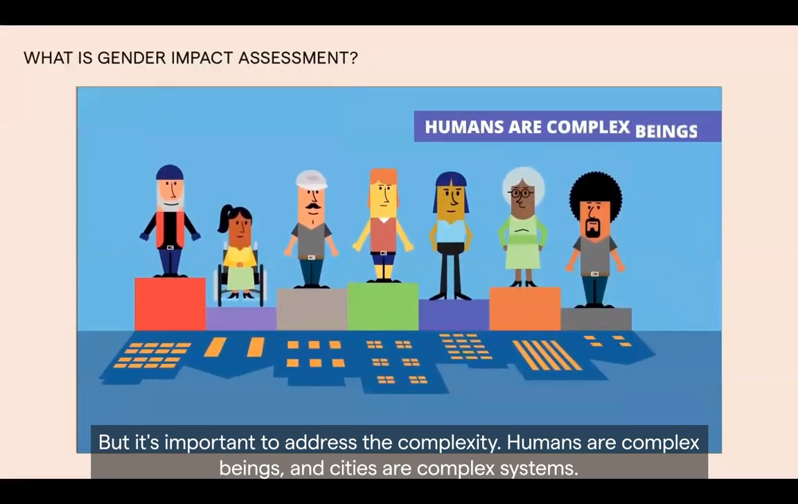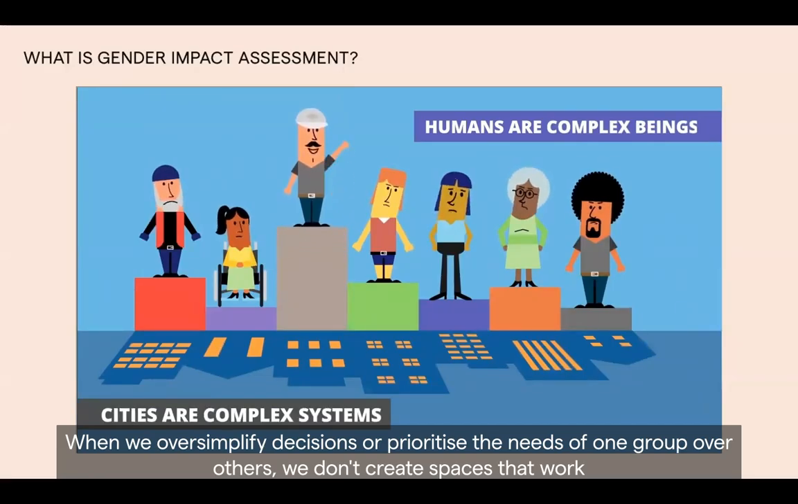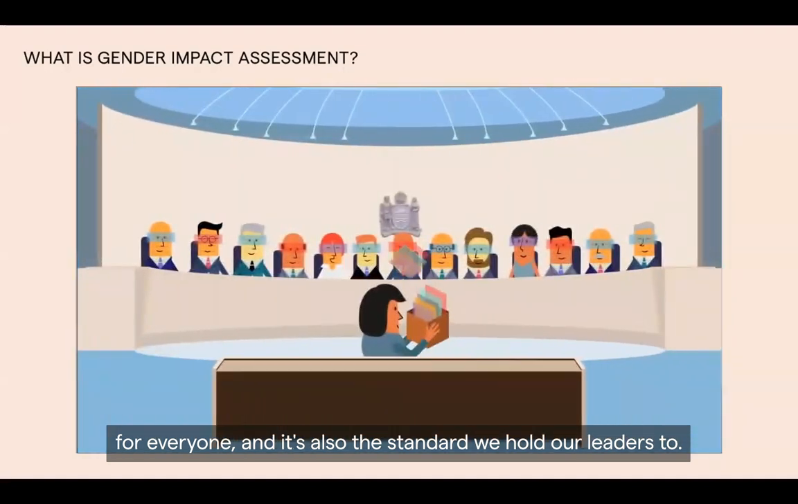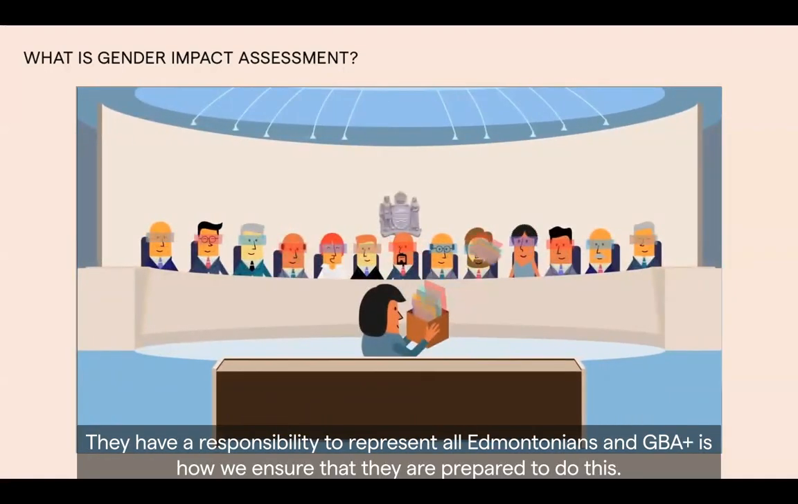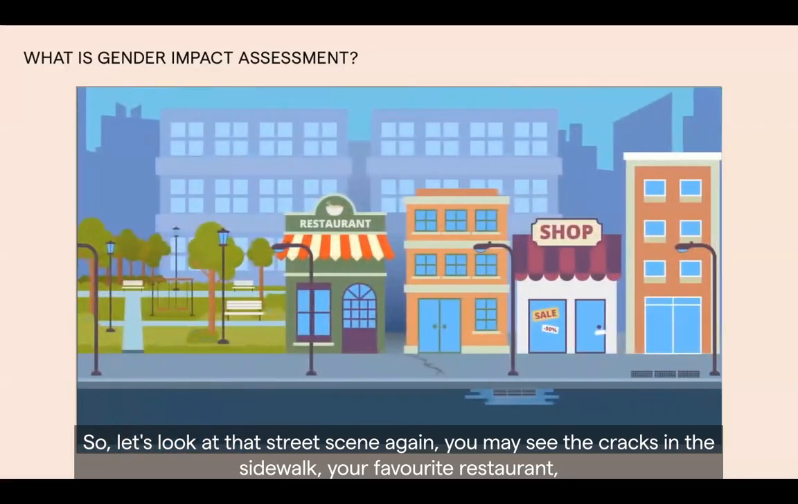Humans are complex beings, and cities are complex systems. When we oversimplify decisions or prioritize the needs of one group over others, we don't create spaces that work for everyone. And it's also the standard we hold our leaders to. They have a responsibility to represent all Edmontonians, and GBA Plus is how we ensure that they are prepared to do this. So let's look at that street scene again.